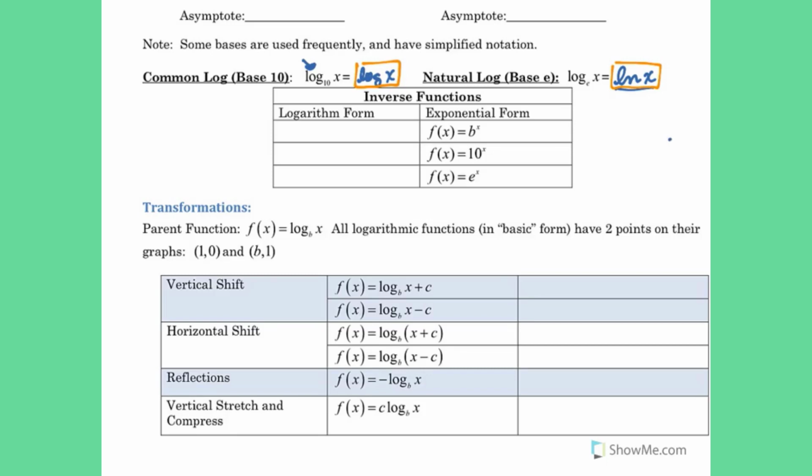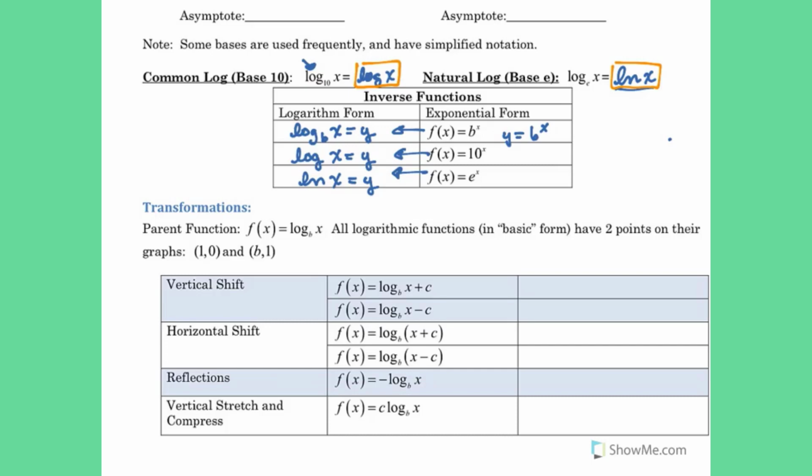Let's go back to our inverse functions. Exponential form is where we have y equals b to the x. Now we have log base b of x is equal to y. Here we have log base 10 of x is equal to y. And here we have the natural log of x is equal to y. So just transforming from exponential form to logarithmic form.